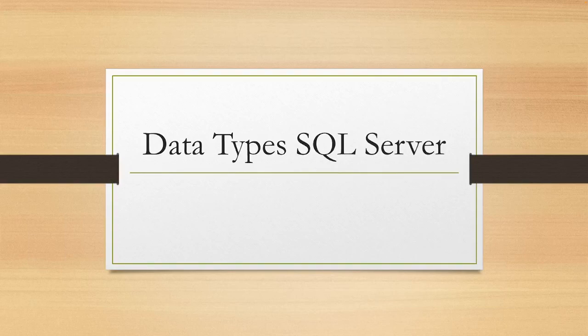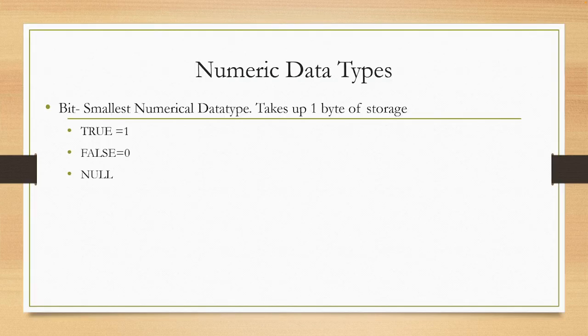In this video, we'll start talking about different data types in SQL Server. First, let's start with the numerical type data. The smallest numerical data type is bit. Bit is the smallest numerical data type.